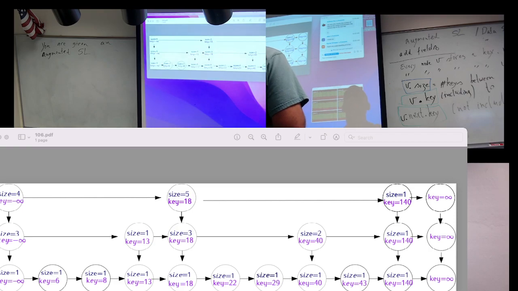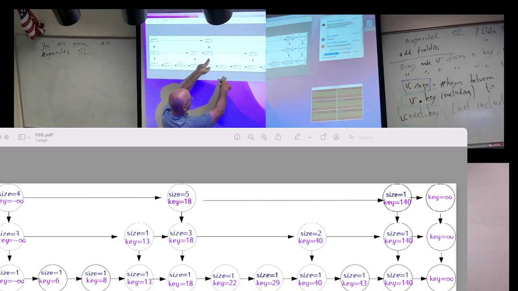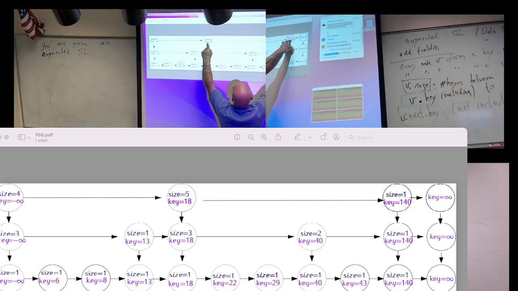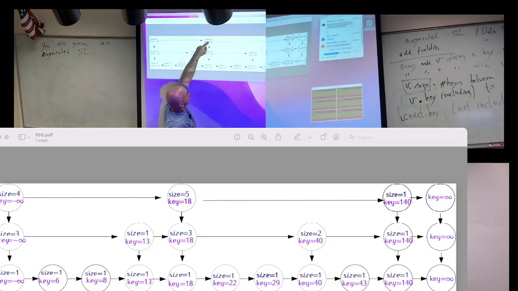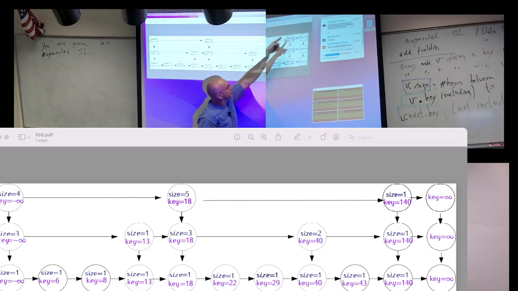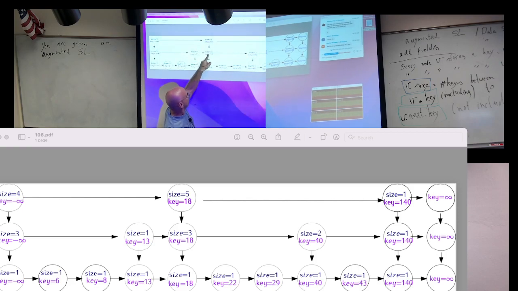Size counts the number of keys at the lowest level between the current key and the next key. That's absolutely right, Anthony. As you said, and I'll just highlight it, it is the number of keys stored in the lowest level between the node and the next key, but important, the next key in the level of the node. So the next node of this one is this one. The next node of this one, even though they have the same key, is this one, because this and this are in different levels.